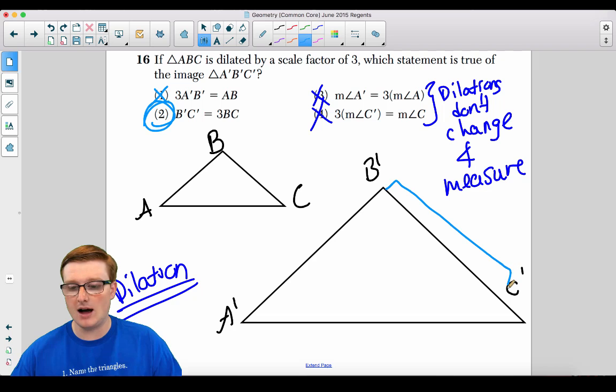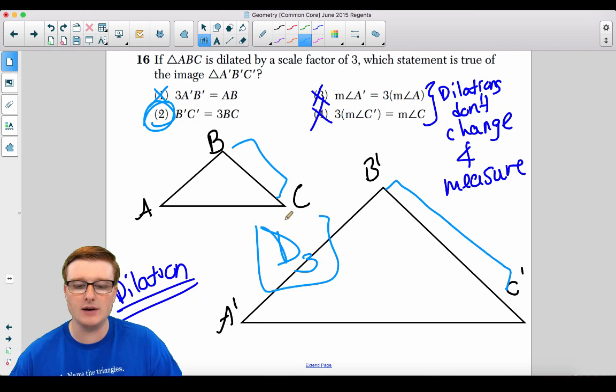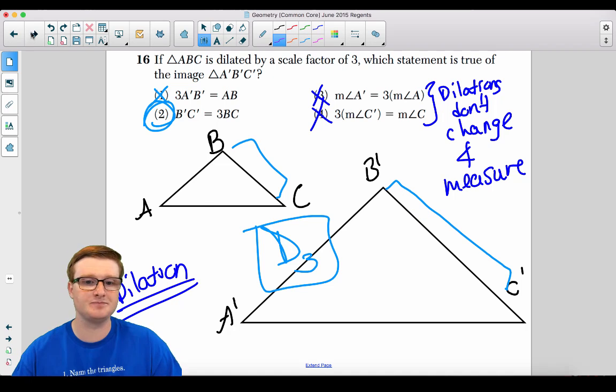B prime C prime is equal to triple the length of BC. Perfect. That's your dilation with a scale factor of 3. If you take side BC and dilate it by 3, it's going to give you side length B prime C prime. So that is the correct answer, choice 2.